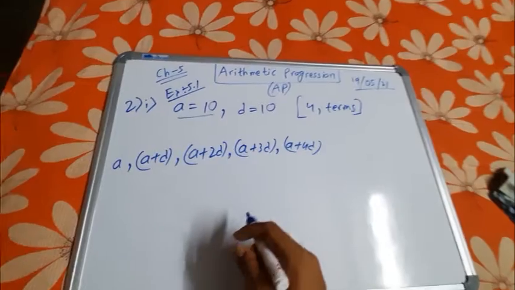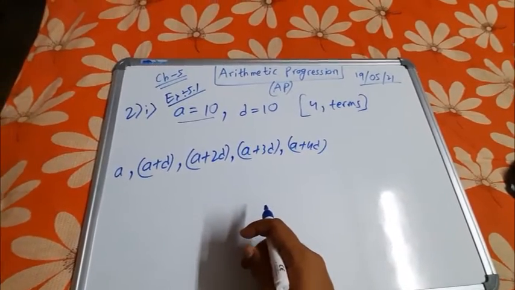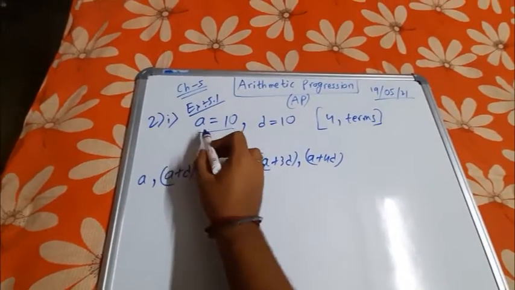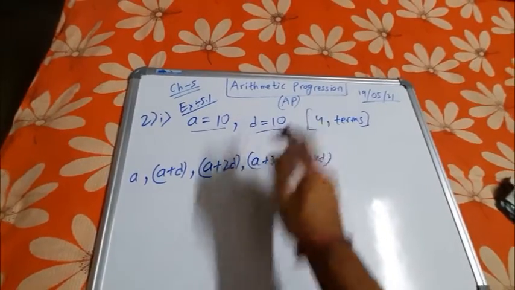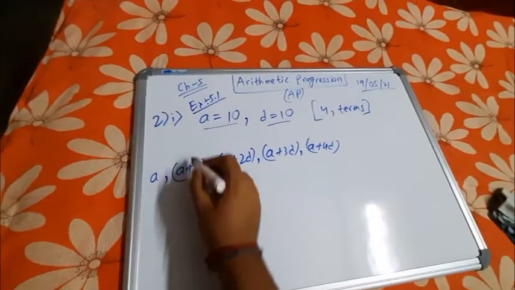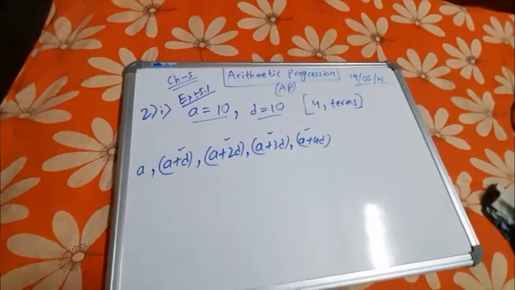Okay, they have told you to write 4 terms of the AP, where A is the first term and D is the common difference. We all know this concept. Now these are the 4 terms: 1, 2, 3, 4. Excluding A, these are the 4 terms.